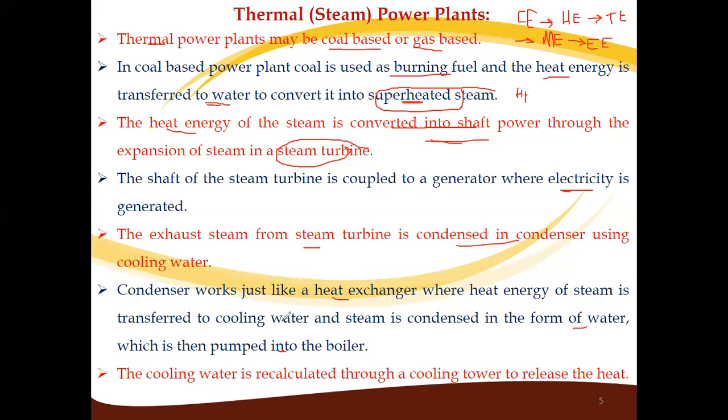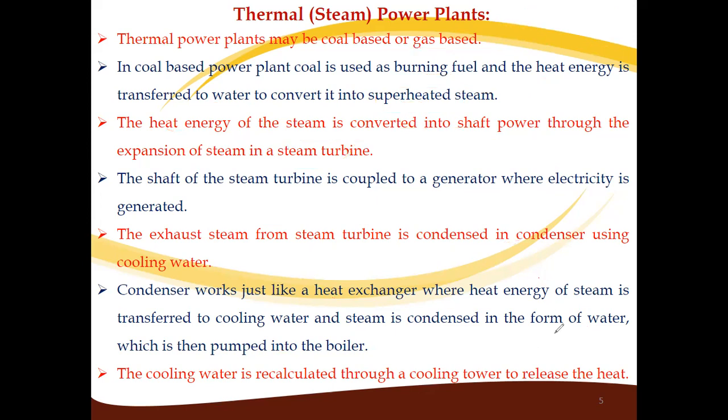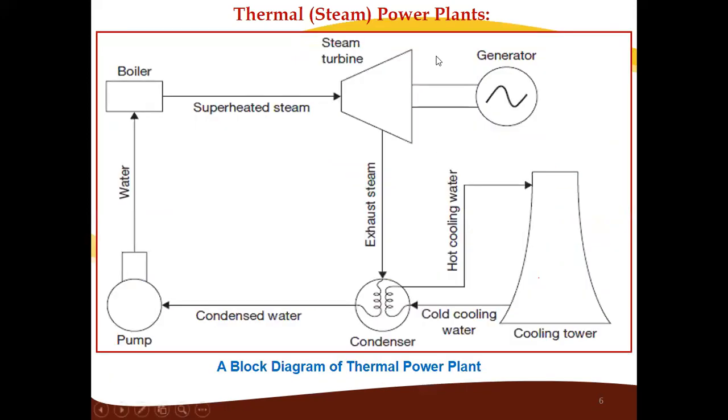So there are mainly four parts of this power plant. Another part is required, but mainly four parts. We have the boiler, the steam turbine, then the generator, the condenser, and the feed pump. So these are some of the parts. Now we will see the block diagram of this thermal power plant. In the block diagram of a thermal power plant, there are different parts of the steam power plant.